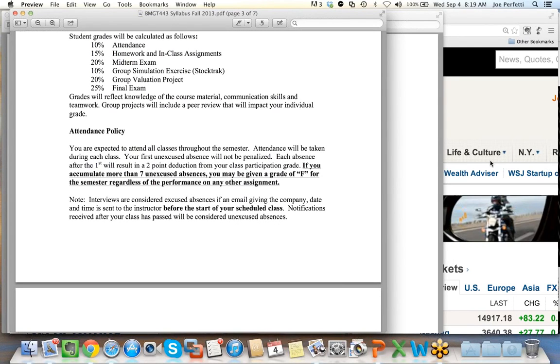In terms of the attendance policy, as I said, the way it works with the 10% of the grade is that everyone gets one unexcused absence. After the second unexcused absence, I start deducting 2 points of your semester grade per class missed for every unexcused absence thereafter. So 6 unexcused absences equals no attendance credit for the semester.